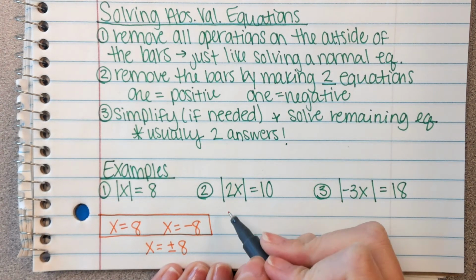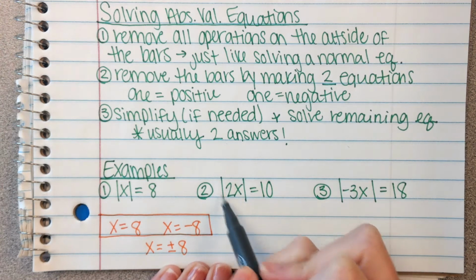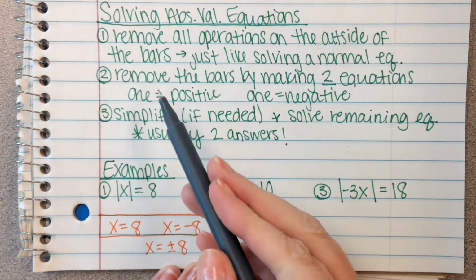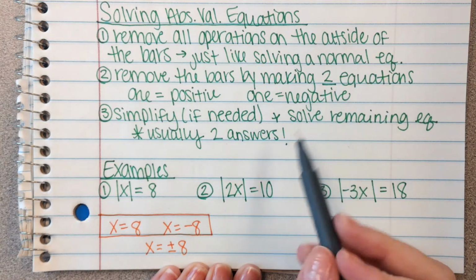Okay, number 2, remove operations on the outside. There's nothing on the outside, so we can skip step 1. Step 2, remove the bars by making two equations.